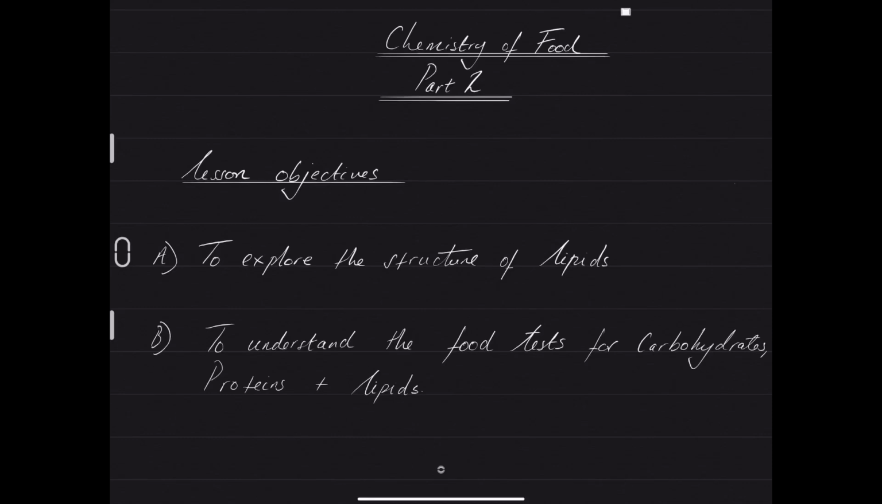This is Chemistry of Food Part 2, and in this lesson we are going to look at the structure of lipids and the atoms that make up lipids, and how they are different from carbohydrates and proteins. Then we are going to look at the various types of food tests that are available for carbohydrates, proteins and lipids. For your exam, you will need to know the observable changes that take place when you apply specific tests for carbohydrates, proteins and lipids.